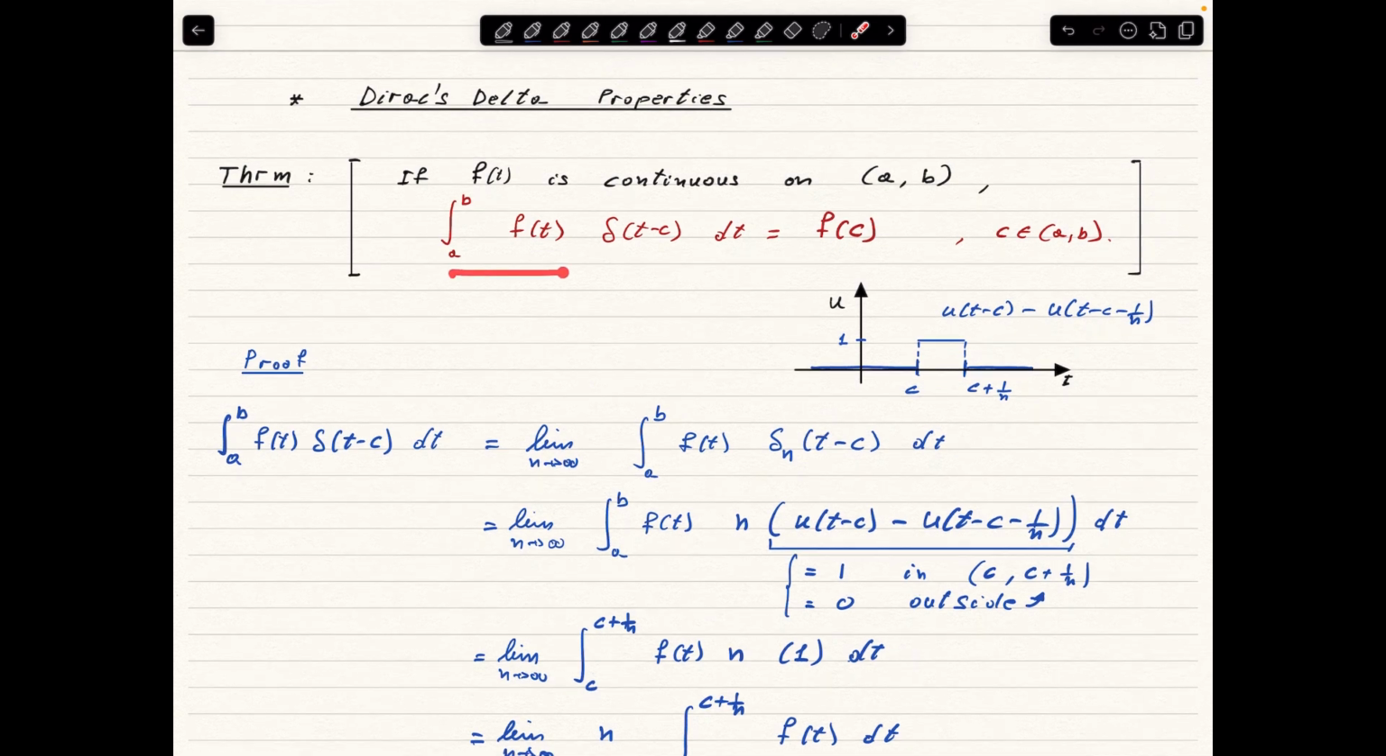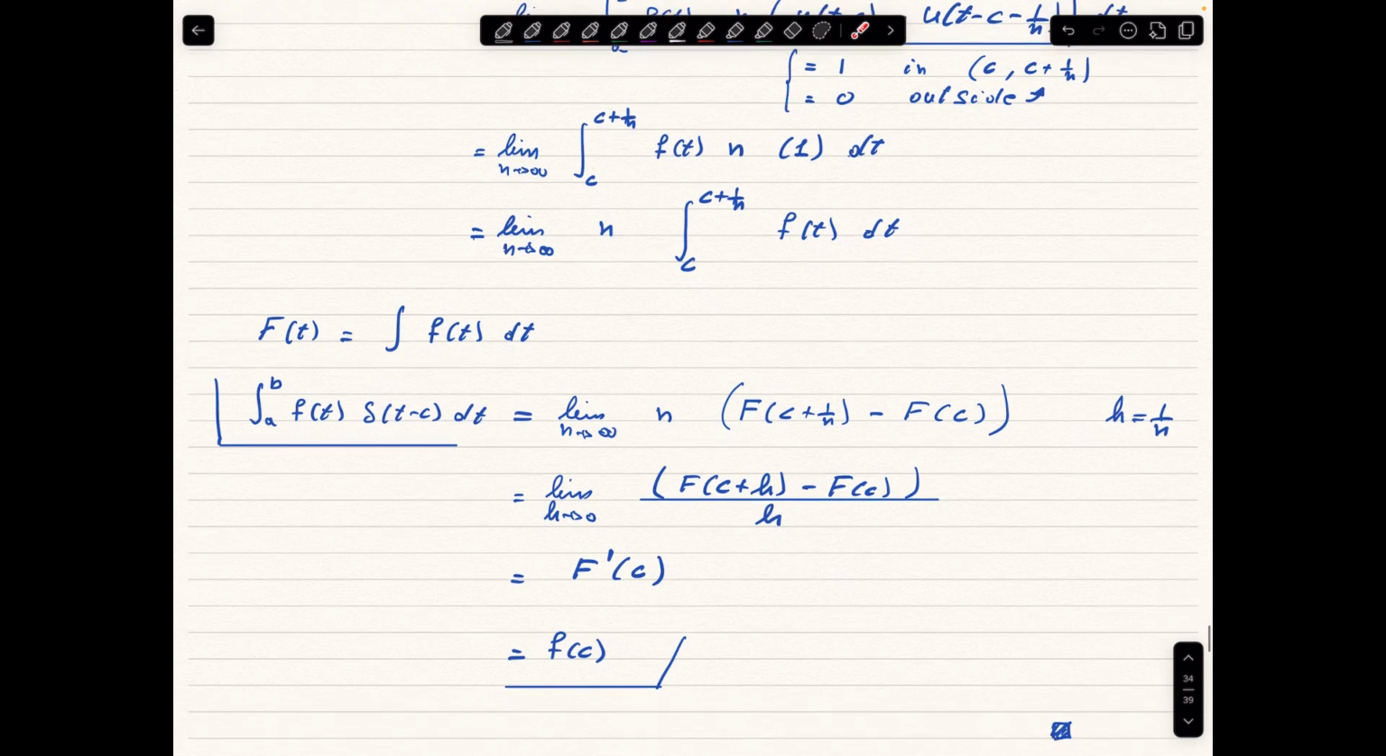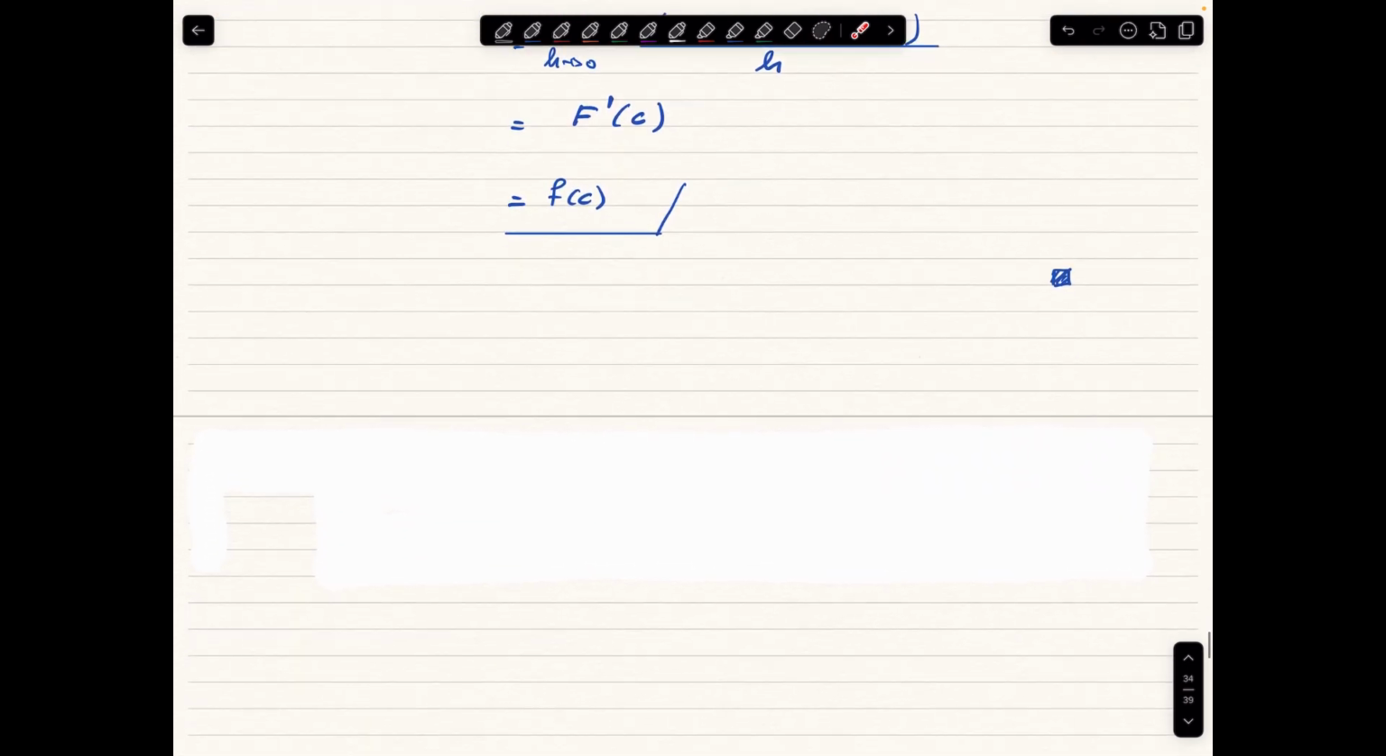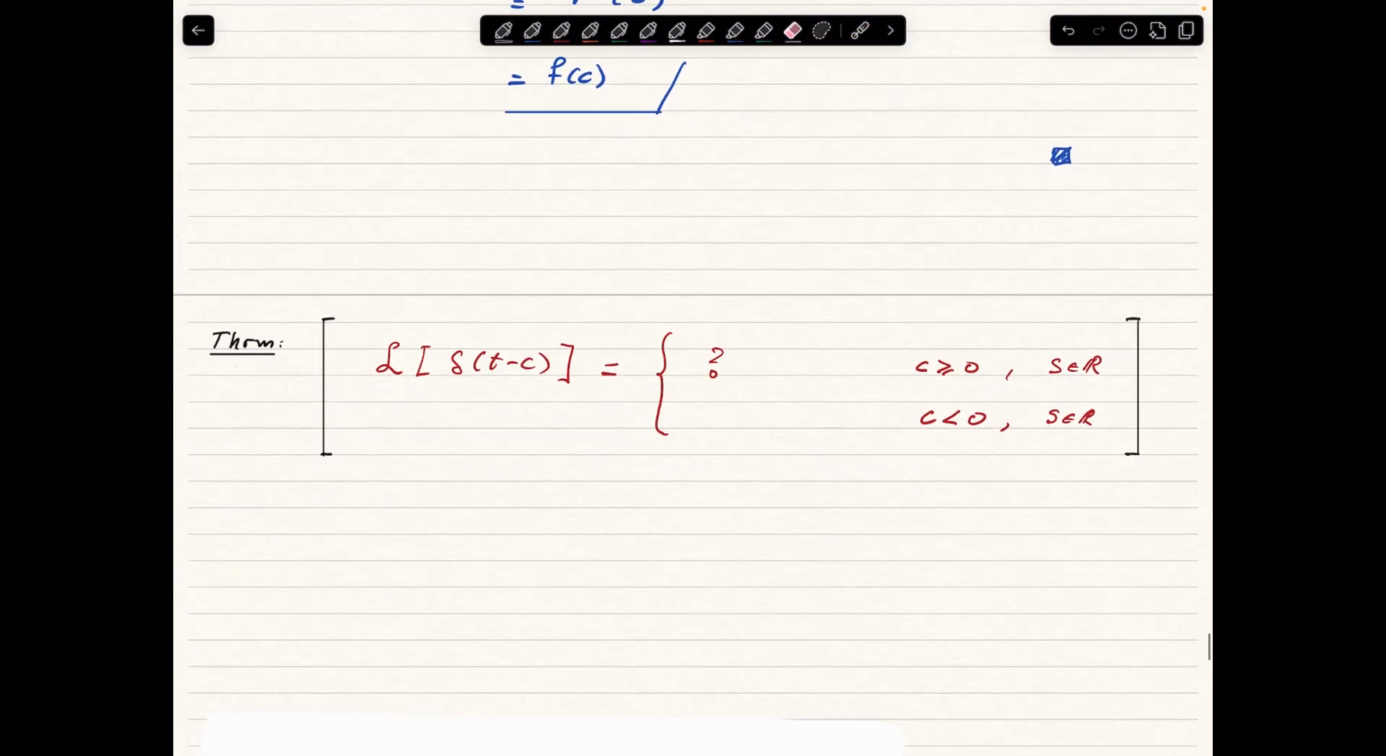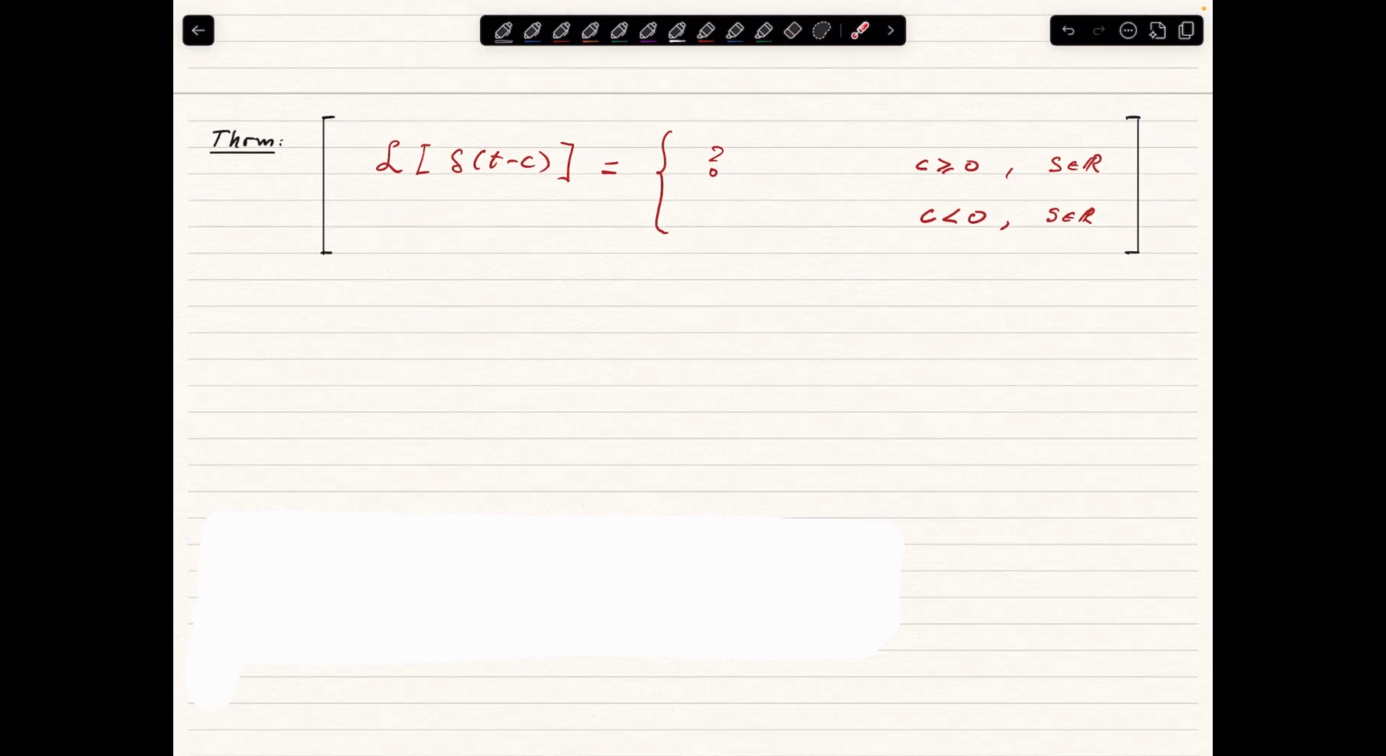This theorem is very useful to compute many other things with the Dirac delta. For example, the Laplace transform. What is the Laplace transform of a Dirac delta? So let's compute it. So the Laplace transform of Dirac delta shifted by c is going to be equal to the integral from 0 to infinity of exponential negative st, and then we have our delta t minus c dt.